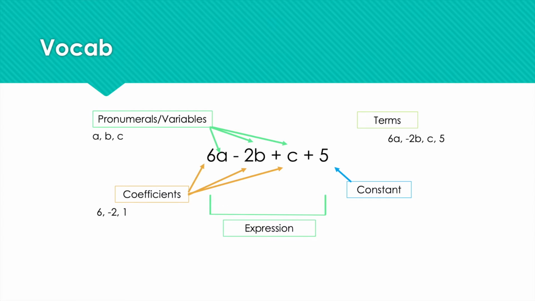And then finally we have a constant. Now this is a term that has no letters, it's just a number at the end. So you'll need to write the expression and then little arrows to the pronumerals, the coefficients, and the constant. So pause here.